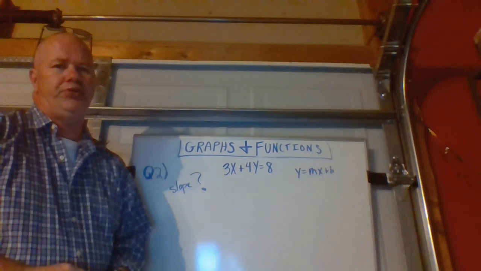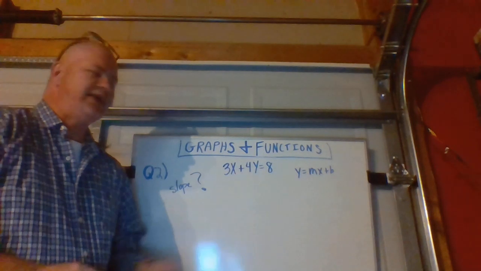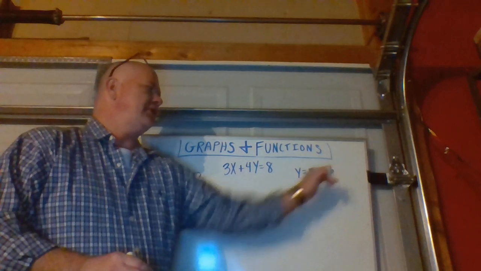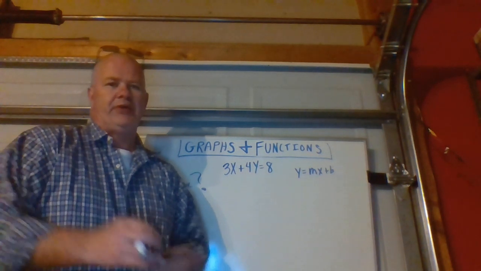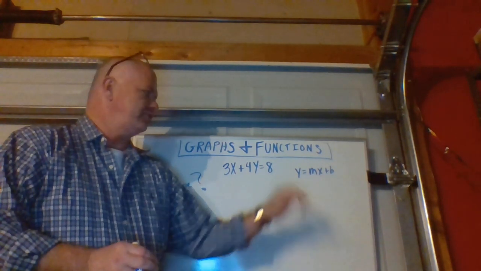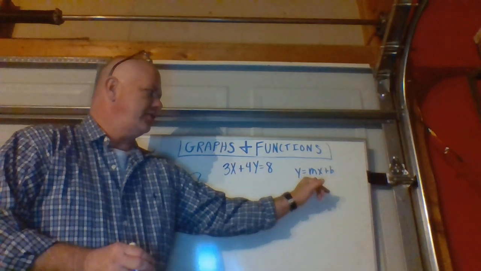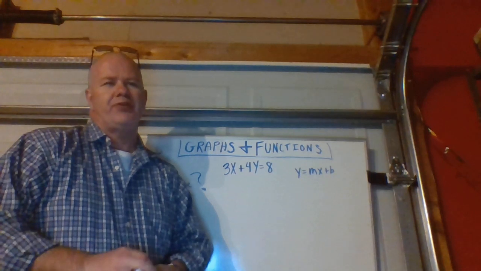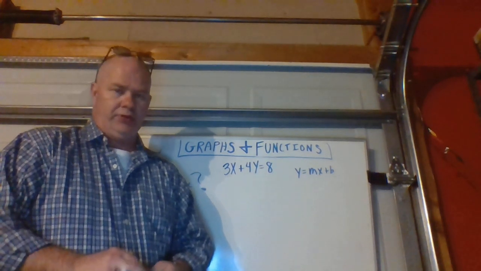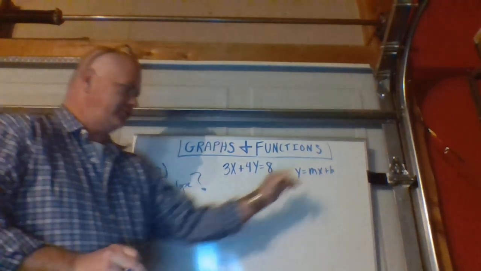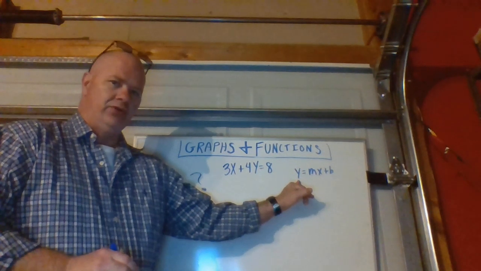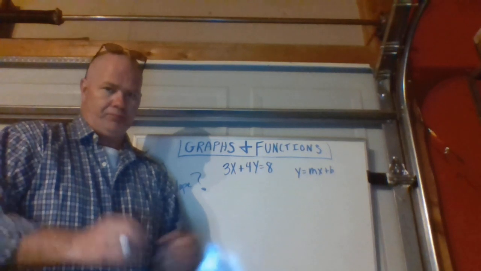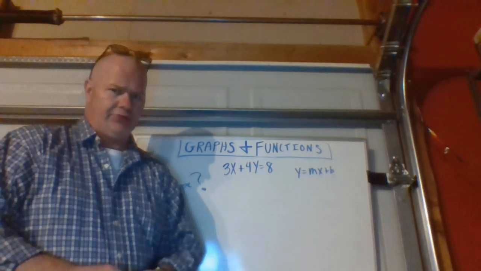First thing we need to do is rearrange this to put it in slope-intercept form. The reason we're going to do that is because once we do, we can look at the number right in front of x, or the coefficient, and that's going to tell us exactly what the slope is. So what we need to do here is get y on the left-hand side all by itself.